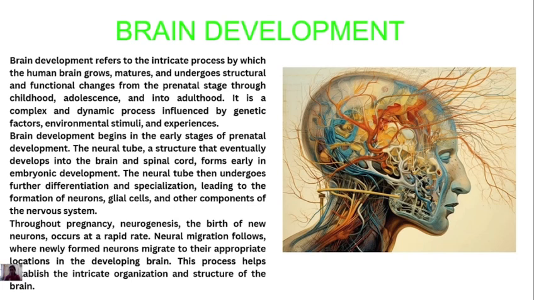The neural tube then undergoes further differentiation and specialization, leading to the formation of neurons, glial cells, and other components of the nervous system. Throughout pregnancy, neurogenesis, the birth of neurons, occurs at a rapid rate. Neural migration follows, where newly formed neurons migrate to their appropriate location in the developing brain. This process helps establish the intricate organization and structure of the brain.